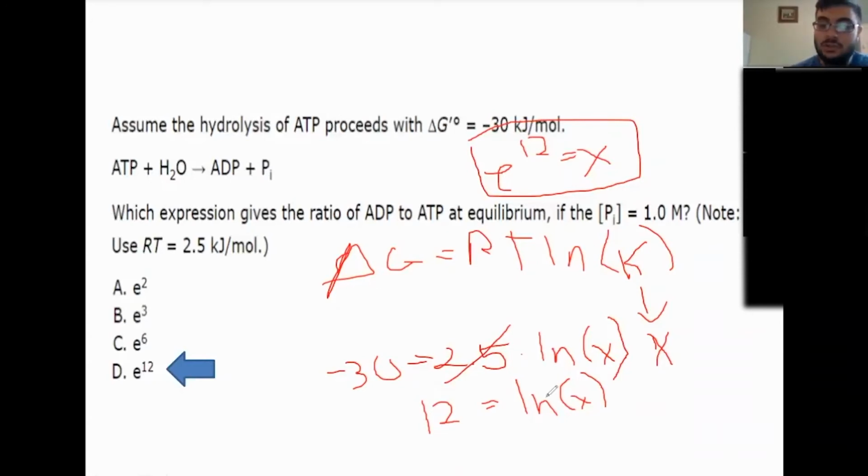If you're doing natural log, the opposite operation is e. So if you had e to the ln x, it would cancel out and you'd just be left with x on this side. And then you'd also have to do the same to the other side, which is just e to the 12th. So e to the 12th equals x. And x is what you're trying to find. So x is equal to e to the 12th, which is D as the right answer.